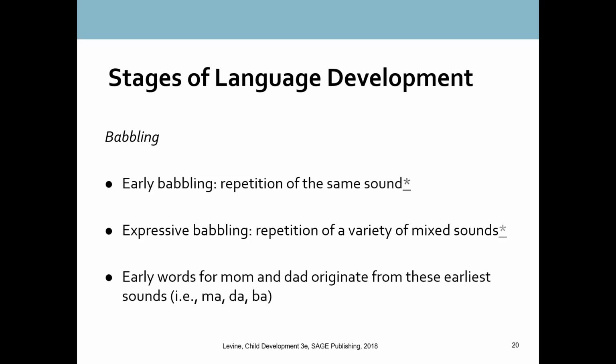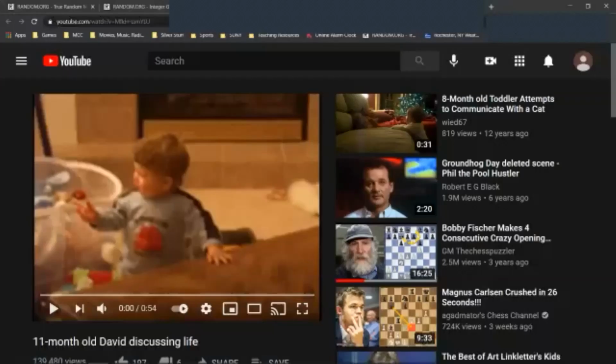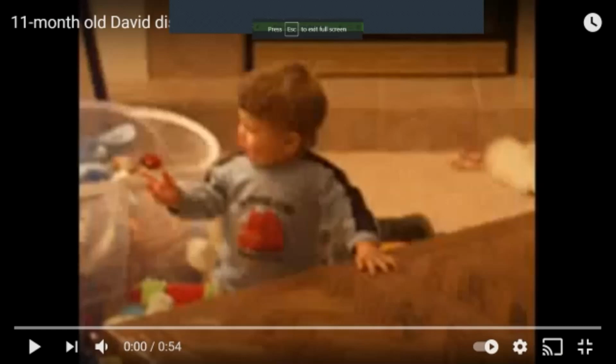I want to show you a video of some expressive babbling with an older infant. Just find it here. Okay, so here we will see. Oh, hang on one second. Optimize for sound. Okay, here we will see an 11-month-old. So they're in that 8 to 12 month category, and you will see some very expressive babbling.